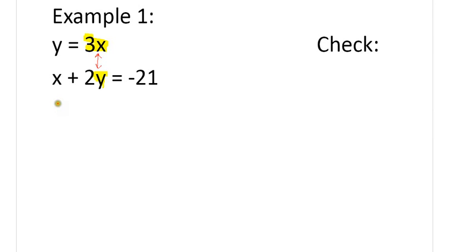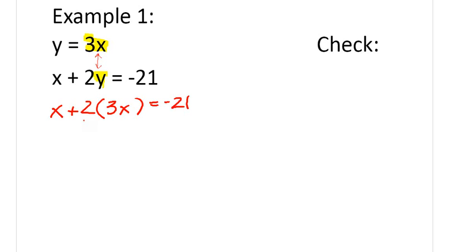So I'm going to rewrite this second equation. I'm going to have x plus 2, and instead of y, I'm replacing it with 3x, so 3x is equal to negative 21. Now this is really valuable because if I look at the equation I just wrote, I only have one variable in this equation. It's the x variable. So now I've got one equation with one variable.